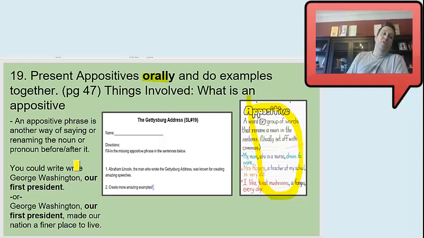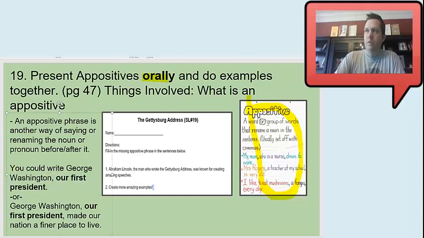An appositive phrase is another way of saying or renaming a noun. You probably do this a lot in your own writing, you just may not know what it's called or know that you were doing it. So, for example, you could write George Washington, our first president. So the appositive would be right here. It's renaming George Washington. Or you could write, our first president, George Washington, and it would look like this.